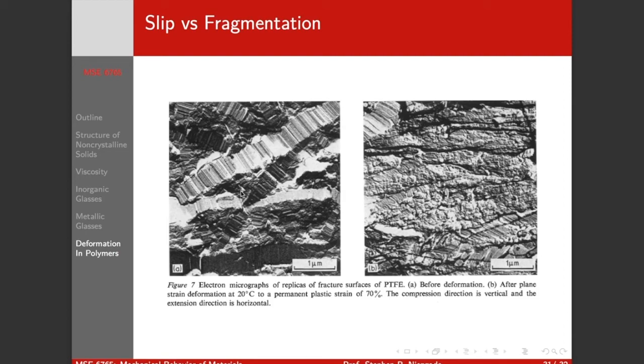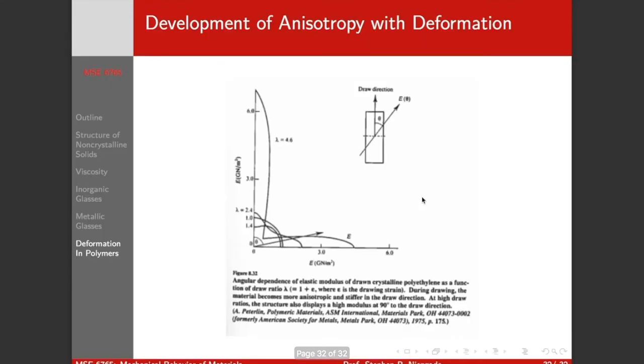And you can see the alignment in the crystalline regions. You can see the extent of the crystalline regions and amorphous regions. Now here they've deformed to a plastic strain of 70%, and you can see that the crystallites have fragmented basically. They're not extended crystalline regions like you see here, and you can also see what are potentially slip traces in the crystalline regions.